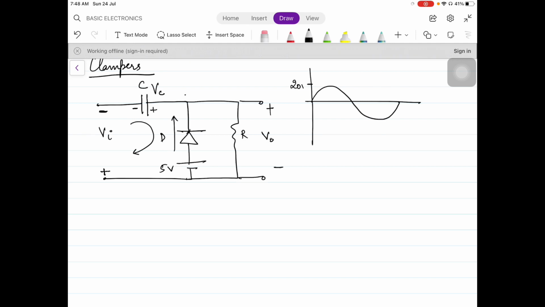फॉर एग्जाम्पल VI का टॉप वैल्यू था 20 वोल्ट और बॉटम वैल्यू भी है -20 वोल्ट। सो नाउ अब KVL लगा देना है। KVL लगाने पर प्लस VC माइनस VI माइनस 5 इज इक्वल टू 0। VC is equal to VI plus 5. Now put the value of VI over here.